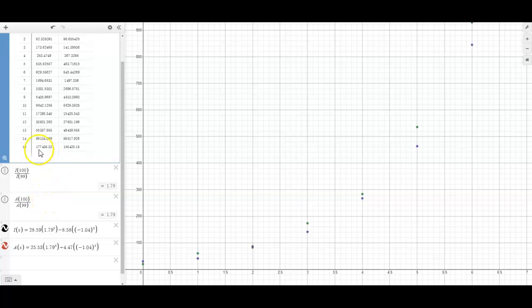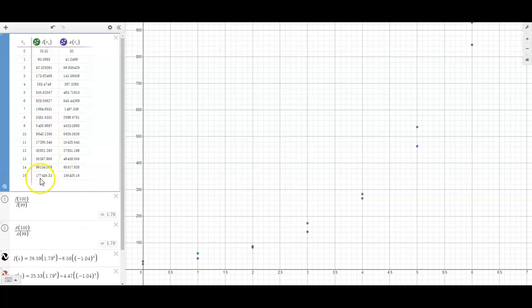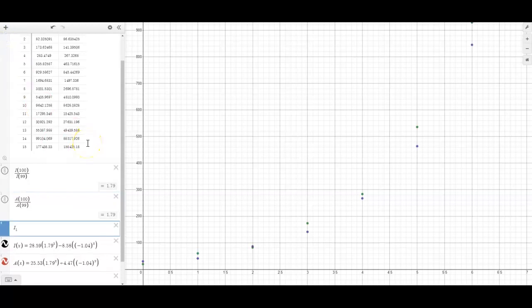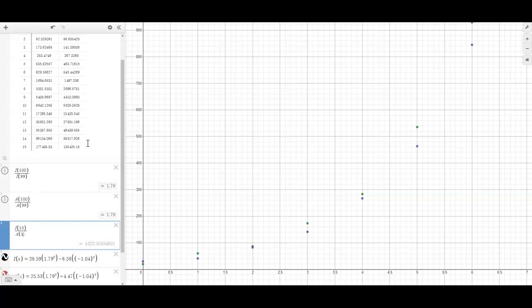Also, if I look at the ratio of values for I of 15 divided by a of 15, what I should notice is that the ratio between those two values starts getting close to the ratio of I and a in my dominant eigenvector.